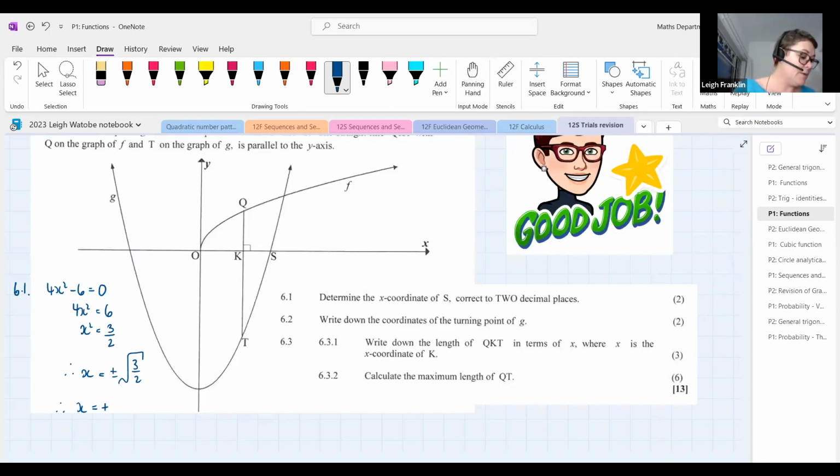What does that give us? I'm getting 1.22, and the rest of you should be getting that as well. So for 2 marks, 1 mark for making it equal to 0, and the other mark on the answer. Are we all good?